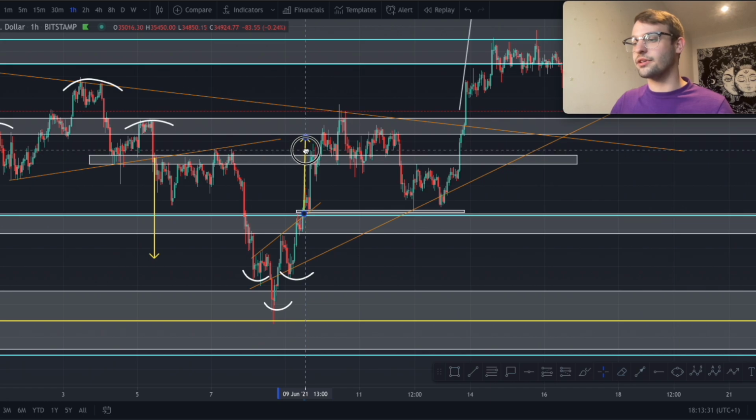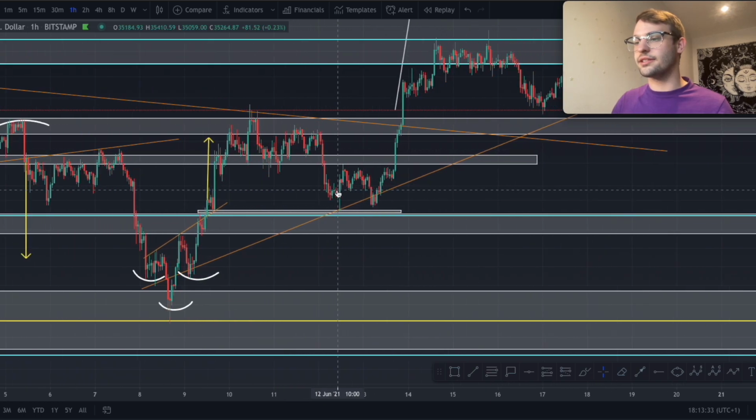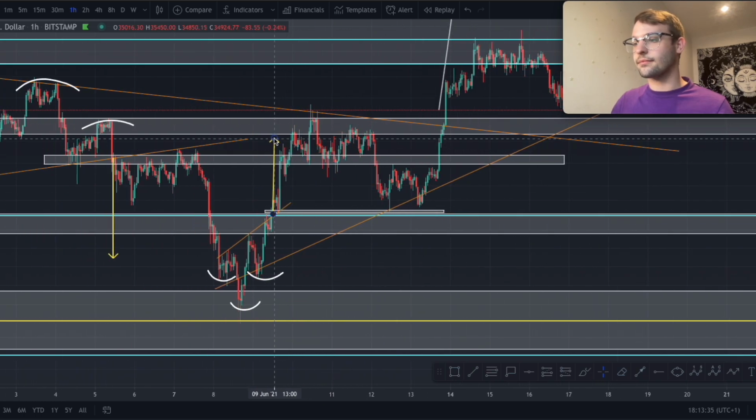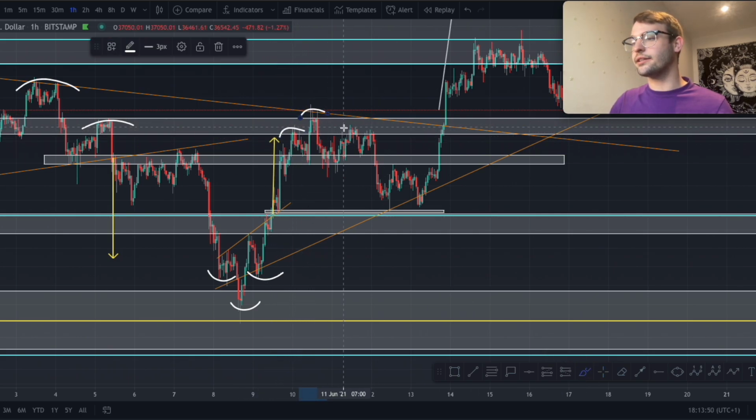So the breakout happened over here, and then as you can see we met our target. So you could have put a trade from here to there. And then there's another head and shoulders pattern happening here. Shoulder, head, and shoulder. And then we have to draw.